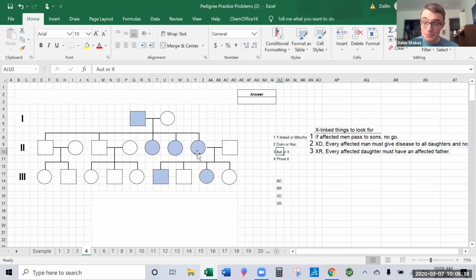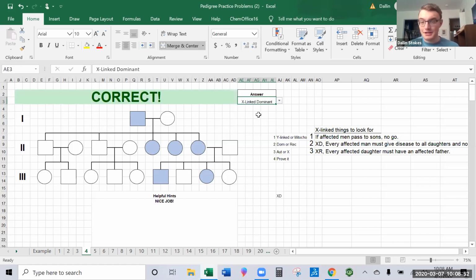So in this case, we met rule 2 as well. In rule 3, every affected daughter must have an affected father. So it doesn't meet the X recessive rule, but it meets the X dominant rule. So with step 2, we filtered out the recessives as being unlikely. And in this case, it met the rules for X dominant, plus the rule of thumb seems to say it's X dominant. So we answer X dominant.